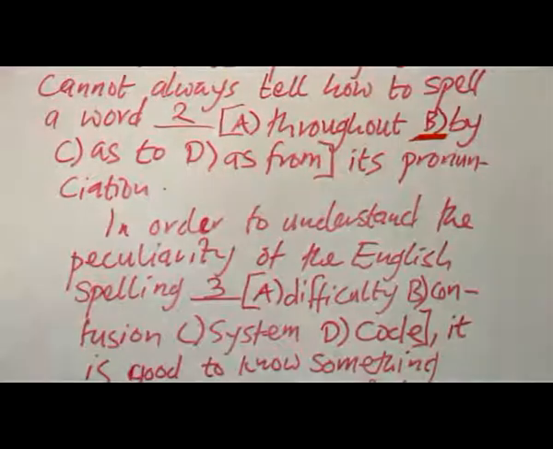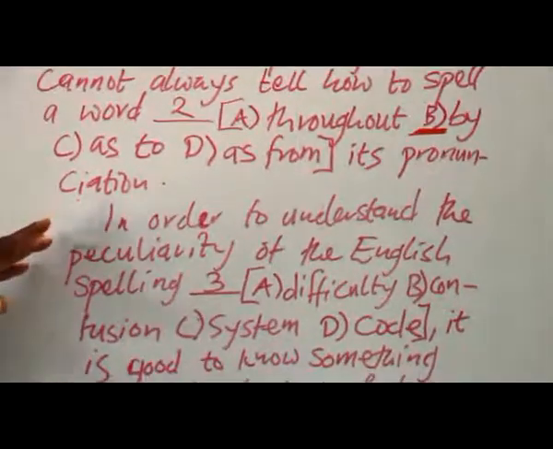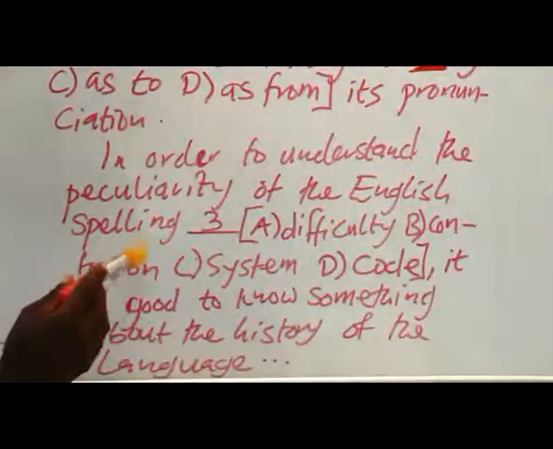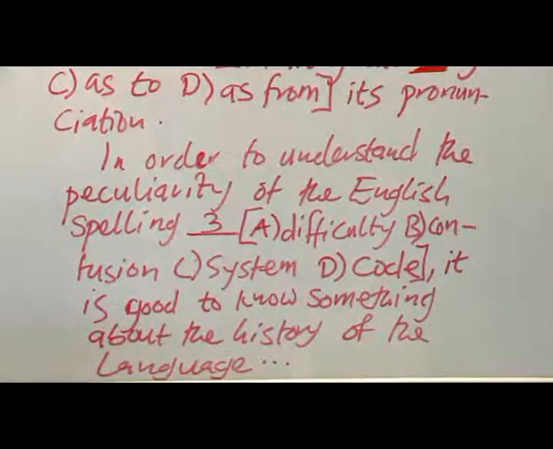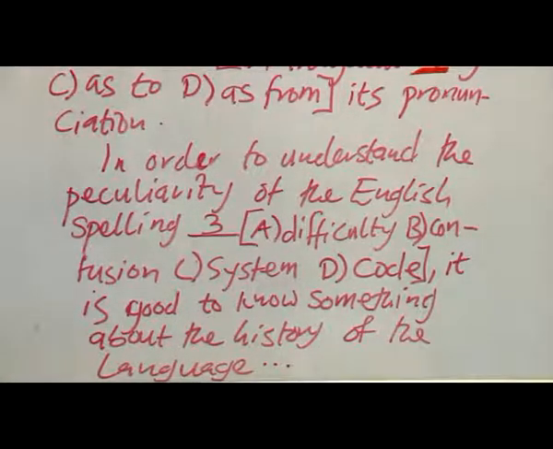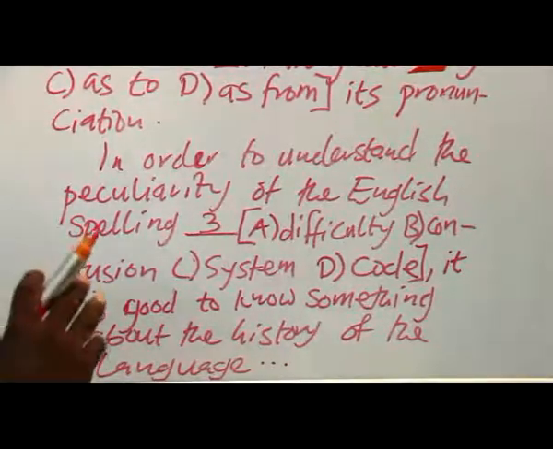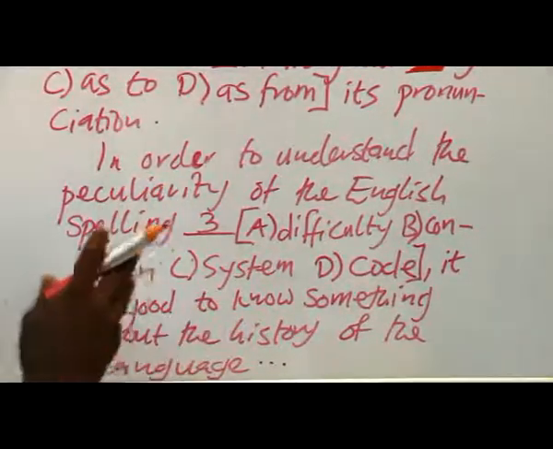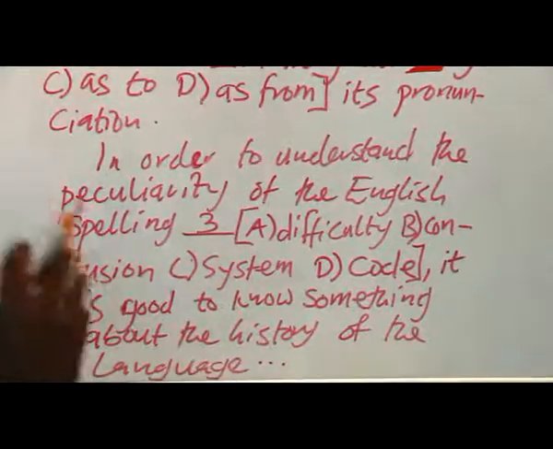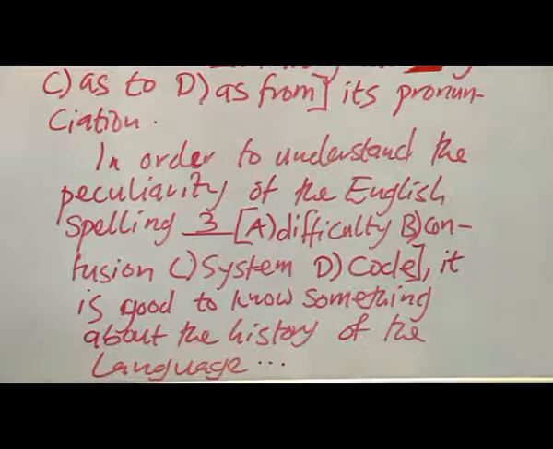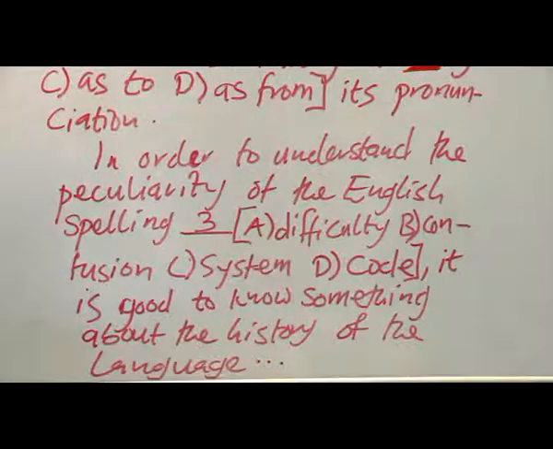Now we're moving on with the passage. We will take in another paragraph. In order to understand the peculiarity of the English spelling dash, should we say of the English spelling difficulty? No, we're not talking of the English spelling. Of course, this issue is about difficulty, but the way the sentence goes is not on difficulty in this paragraph. In order to understand the peculiarity of the English dash spelling, we won't be saying difficulty at this stage now.